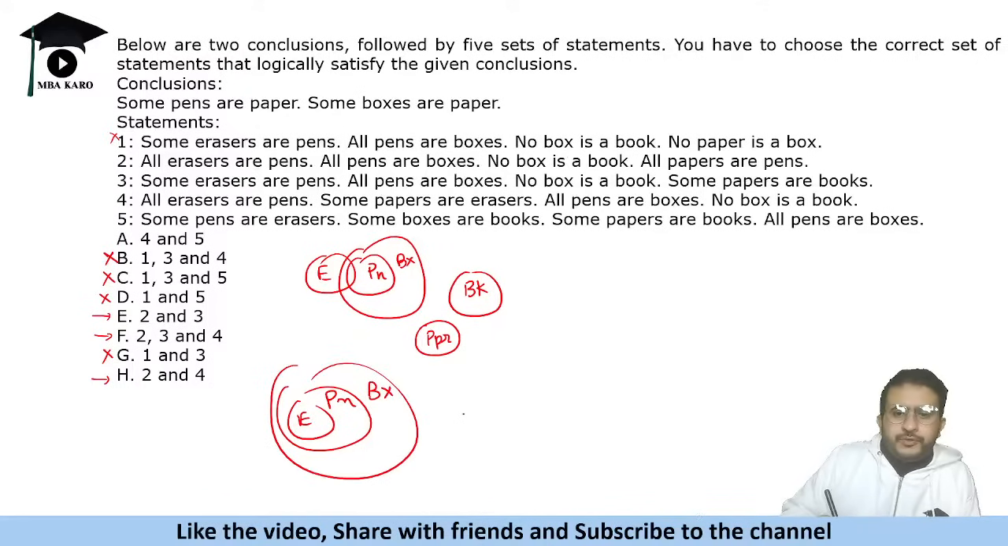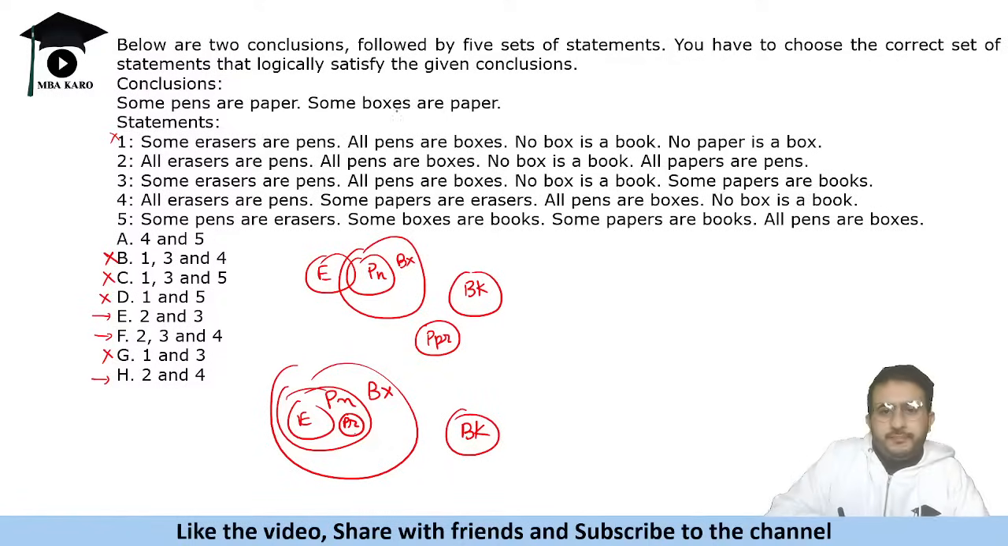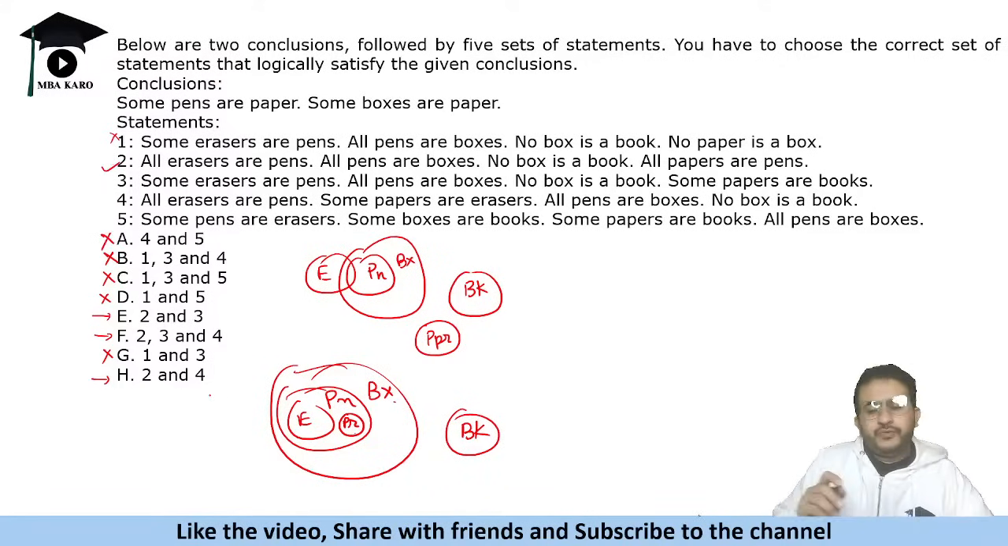No box is a book, so book is separate. All papers are pens, so this is paper, which is a pen. Some pens are papers. Yes, some pens are papers. We cannot negate this, because papers are pens. Some boxes are paper. Yes, some boxes have to be paper because it is a subset of boxes. We cannot negate this. So this is true. So this is false. Now it has to be 2 and 3, 2 3 and 4, or 2 and 4.